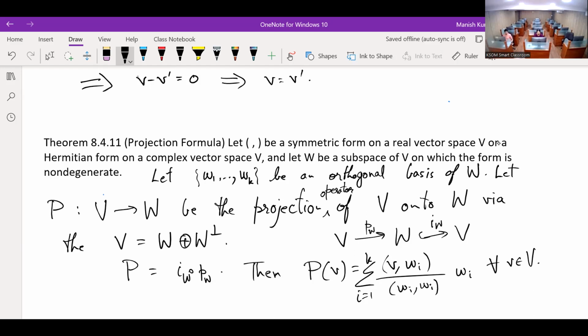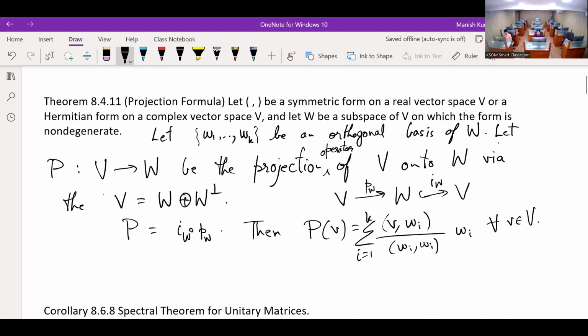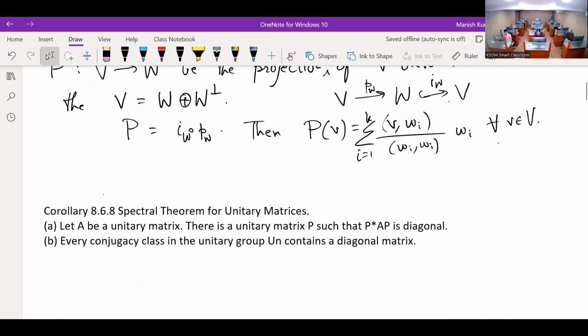Yeah. Projection operators. So here, since we know that V is W plus W perp, in fact, you can take any complementary subspace of W, and that will lead to a projection operator. But if you have a Hermitian form or a symmetric bilinear form, which is non-degenerate on W, then there is a natural complementary subspace, which is W perp. Yeah, and this projection is with respect to that subspace, and then the formula is this.